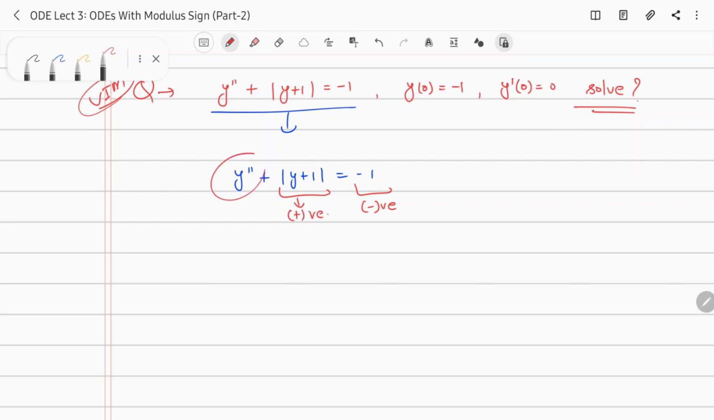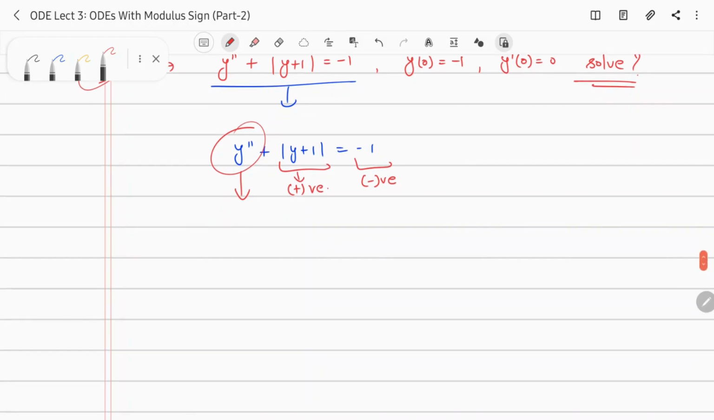So in that case, y'' needs to be negative. y'' has to be negative, right? Because the RHS is completely negative. So y'' has to be negative for all x, right? Is it clear to you? I hope it is clear.